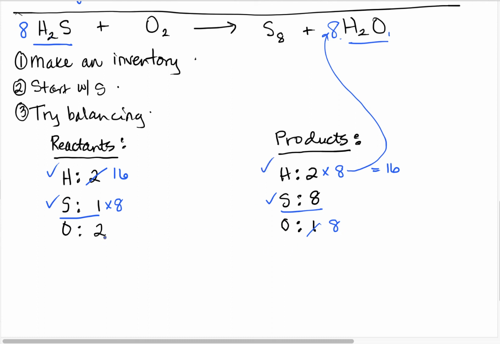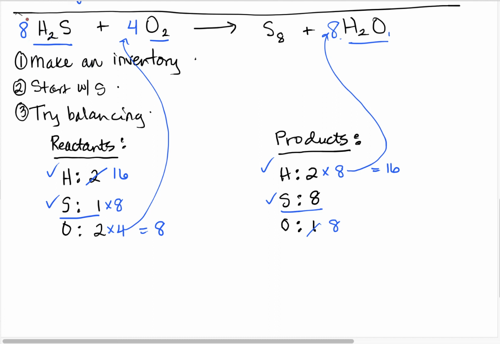This has 8. This has 2. I know that I can multiply 4 by 2 to get to 8. So multiplying by 4 means I'm going to put a 4 in front of the O2 here, and that's going to get me to 8. Now, once you have done this, you can always go back and recount everything. And it's always a good idea just to make sure you haven't missed something.